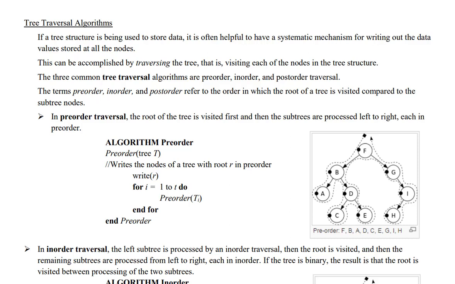Hello, in this video we're gonna talk about three traversal algorithms. So we have three kinds: either pre-order, in-order or post-order. If a structure is being used to store data, it is often helpful to have a systematic mechanism for writing out the data values stored at all the nodes. But it depends which way it is stored.